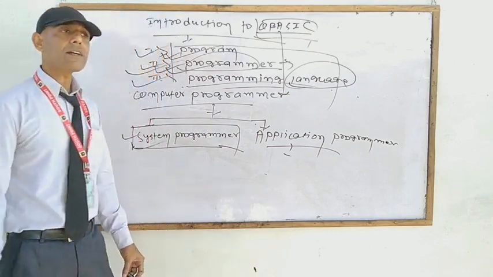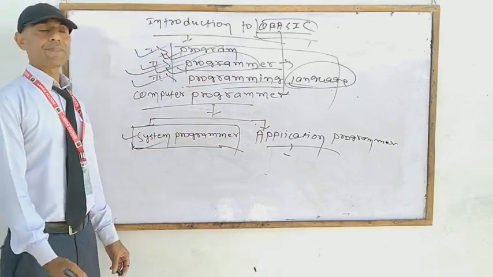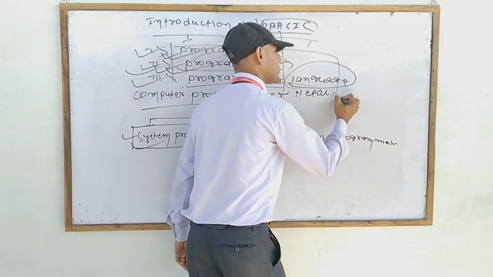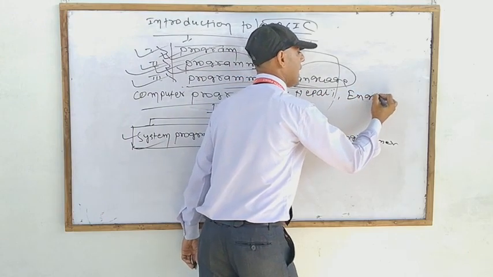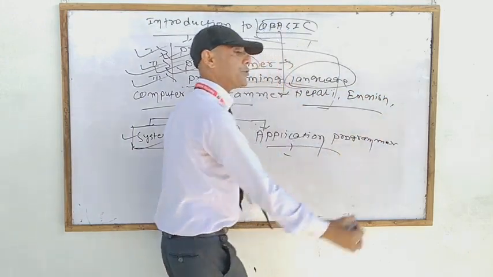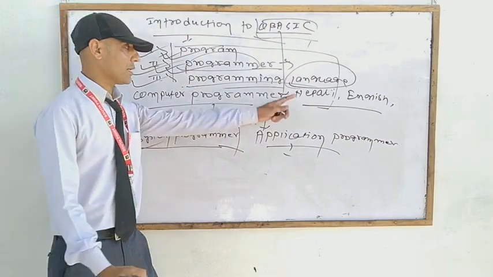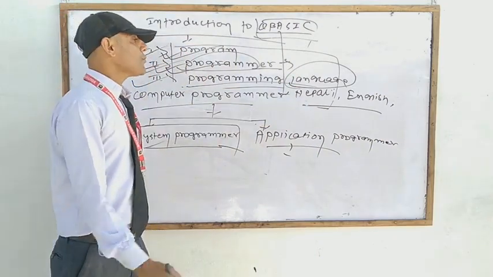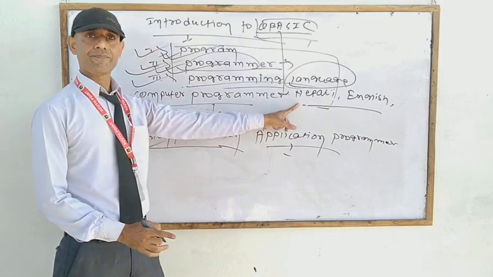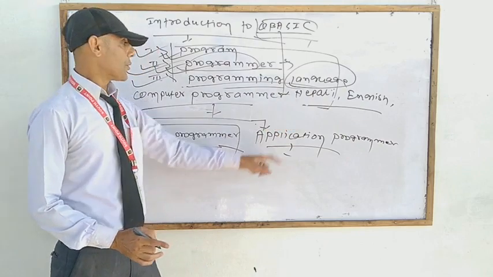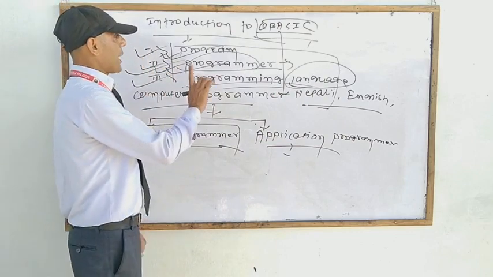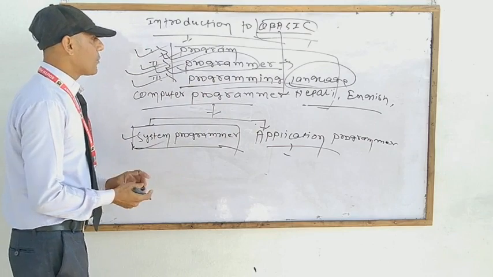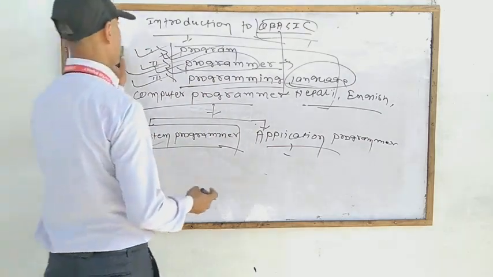Normal languages cannot be understood by computers, such as Nepali, English, Hindi, Marathi, Urdu, Farsi, Bengali. All are called normal languages, which are not understood by computers. Computer only understands the machine language, that is the binary code. So the two types of language are normal language and computer language. The programming language is a type of the computer language. Let's discuss programming language.